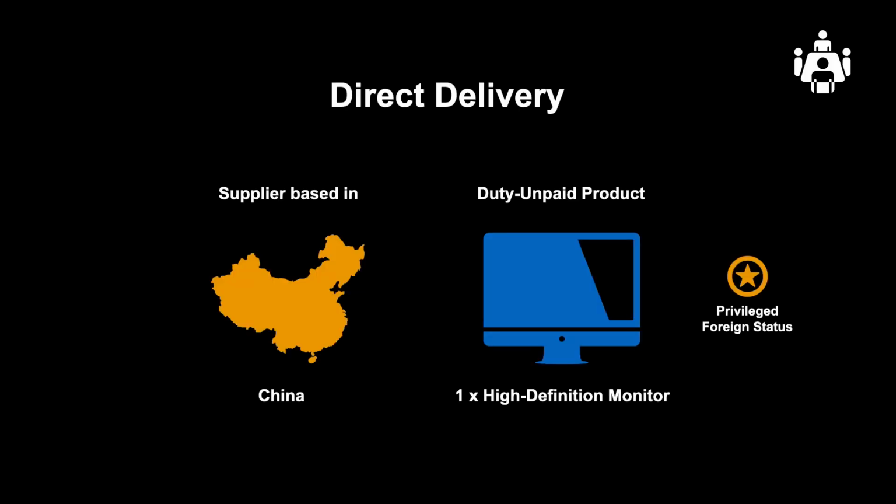We will import one high-definition monitor from China. We will enter it into our FTZ as duty-unpaid goods with privileged foreign status. The latter means that duties and taxes are determined upon entry. However, they are not payable before the monitor leaves the zone for consumption in the US.